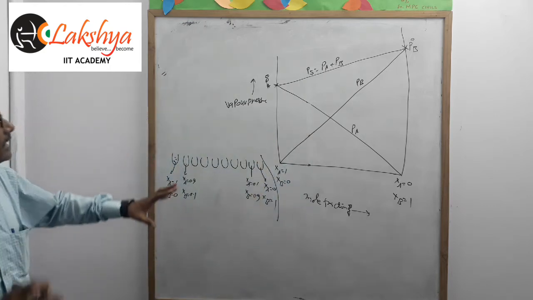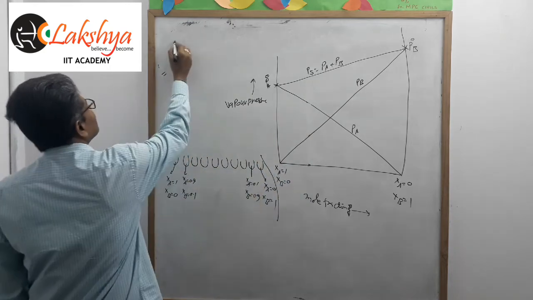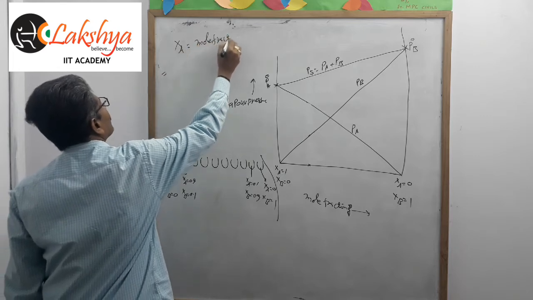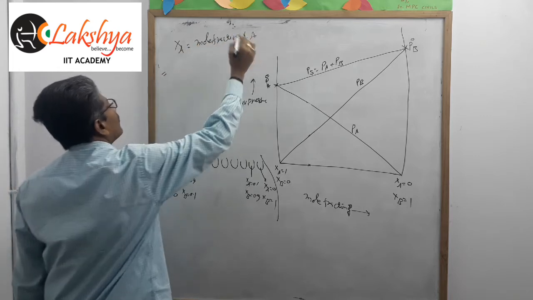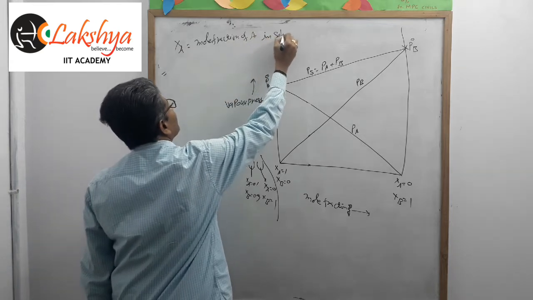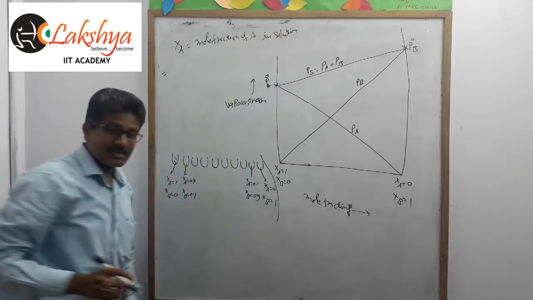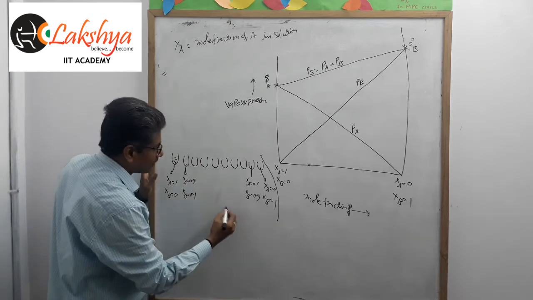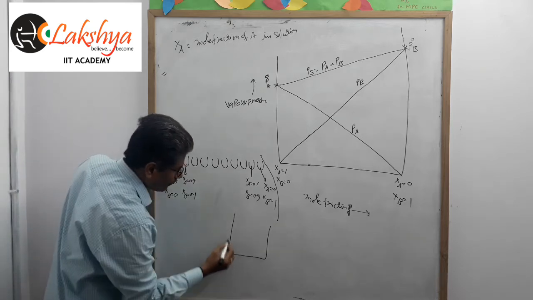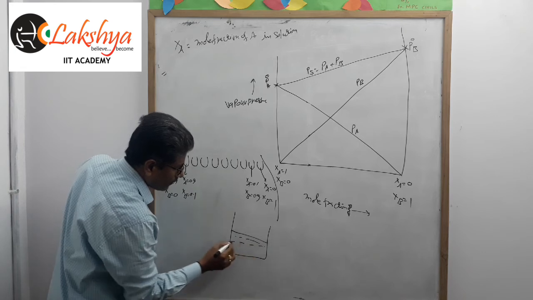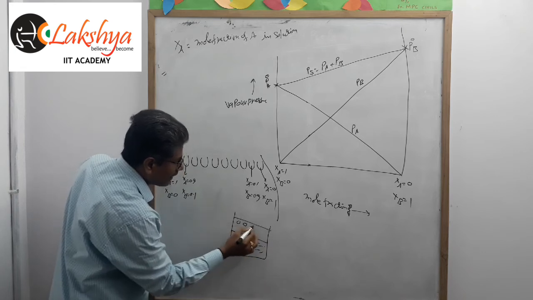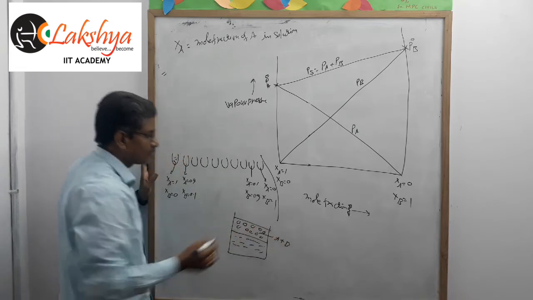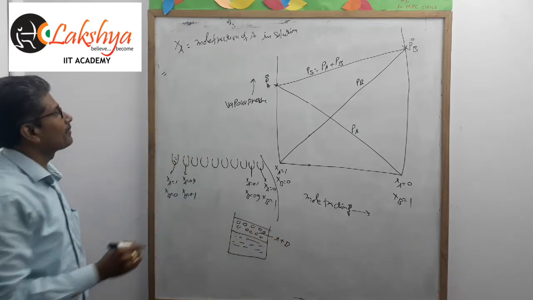You know, XA is called mole fraction of A in solution. Remember, this is the solution, and these are the vapors. In vapors also, A and B are present. That is a very important point.